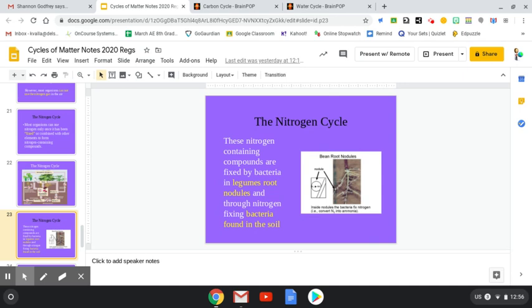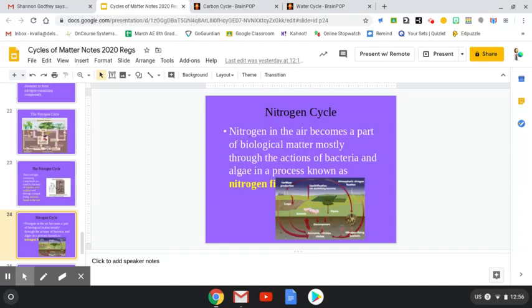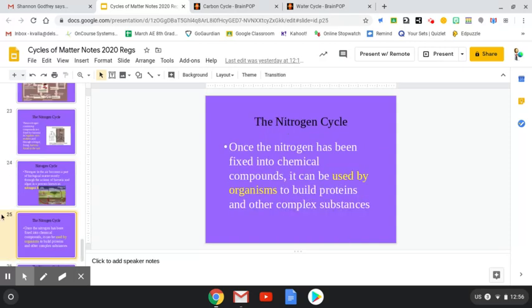And this is just a review. These nitrogen-containing compounds are fixed by bacteria in legume root nodules. Nodules, I think of them as like little warts on the bean or on the legume's roots, and through nitrogen-fixing bacteria in the soil. So between all of those components, we can get the nitrogen that we need. So nitrogen in the air becomes part of biological matter, mostly through the actions of bacteria and algae in the process known as nitrogen fixation. So it doesn't matter how you get it as long as you get it.